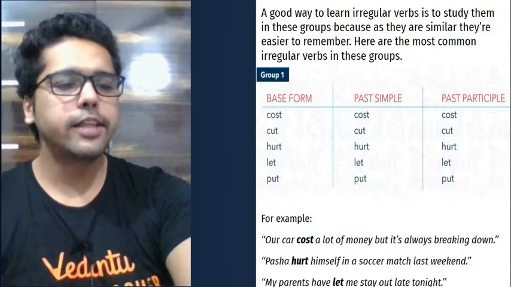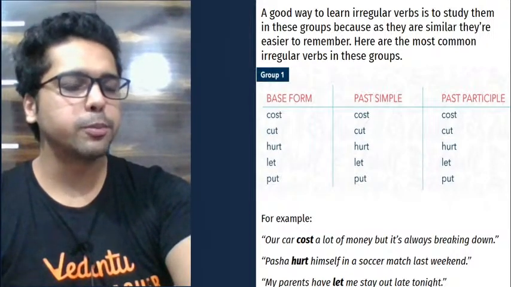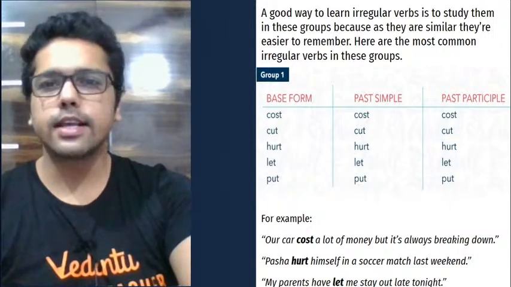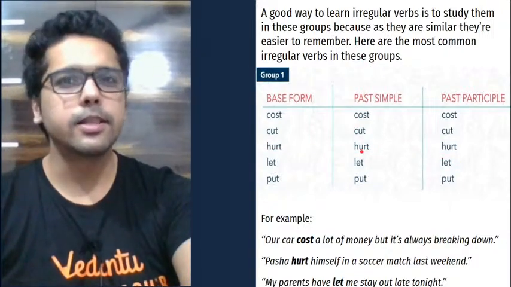Preeti, we will come to that, the irregular verb read, right? We'll come to that. That is yet to be learned. Take a screenshot of this. So this is the first group where all three forms remain the same.